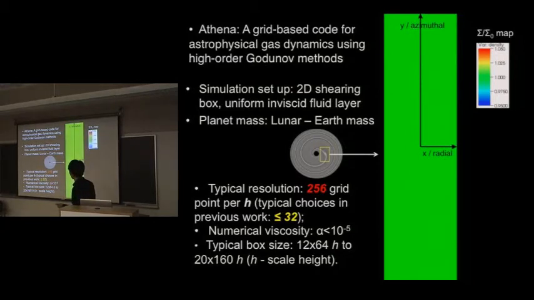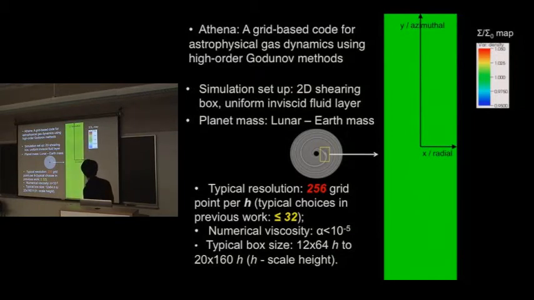The numerical viscosity is very low because we use such a high resolution, which is also needed if you want to study the density wave. The simulation box size is 10 to 20 on one side and maybe 100 scale heights on the other. So the x direction here is the radial direction, y is azimuthal.